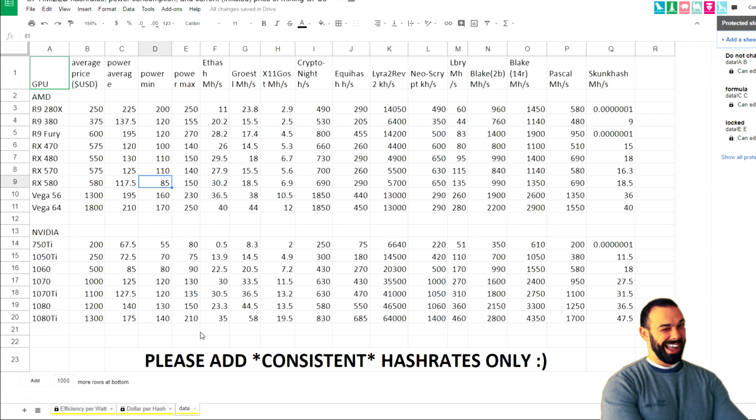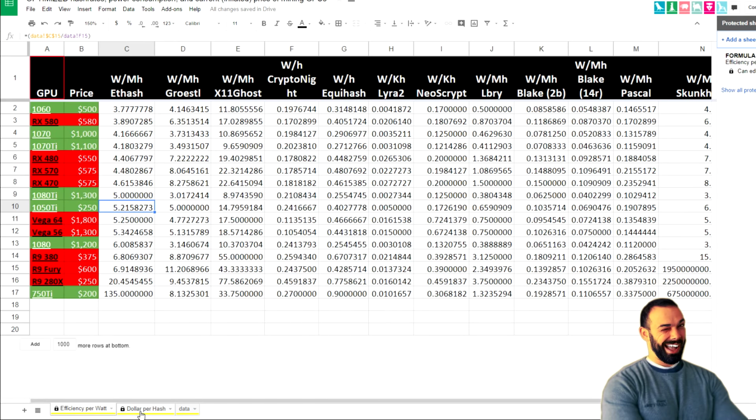It's a level playing field because every card and every algorithm is being compared to the average power consumption of each card. Make sense? Okay. I thought it did, and that's why I made this spreadsheet the way that I did, because it gives us a bird's eye view, a really objective, fair playing field for all the cards to see how they fare.